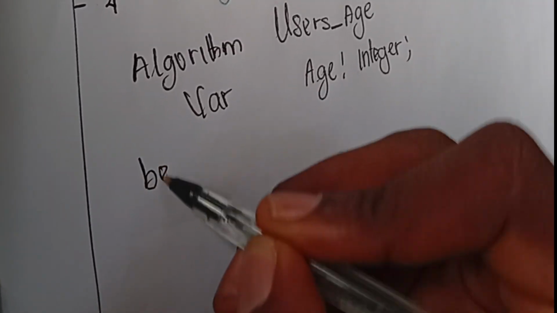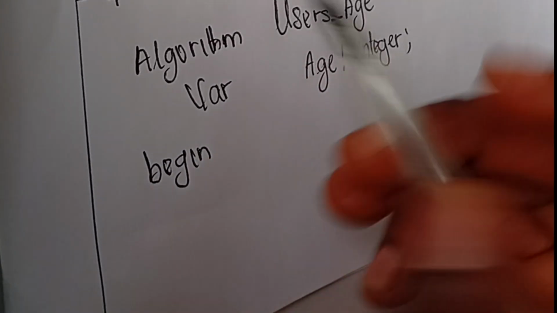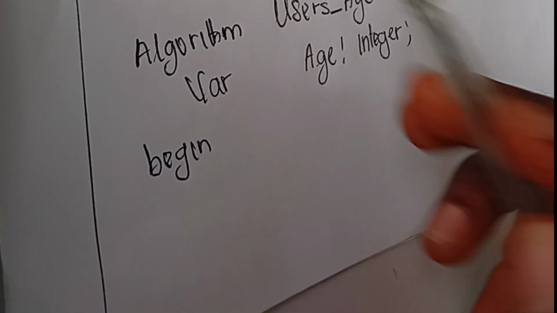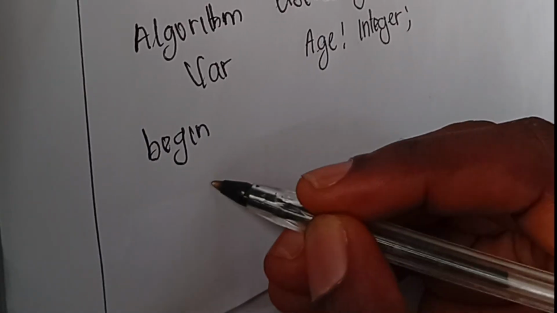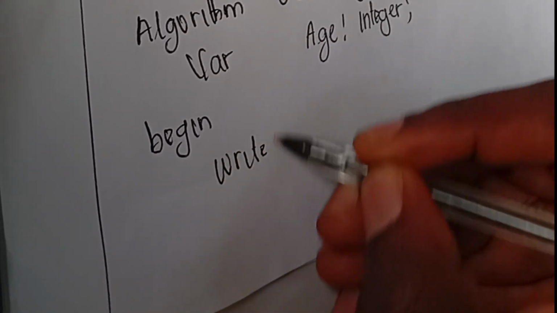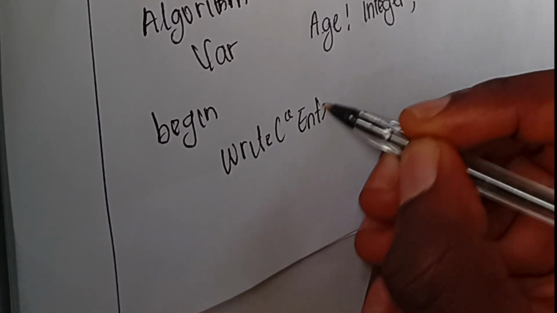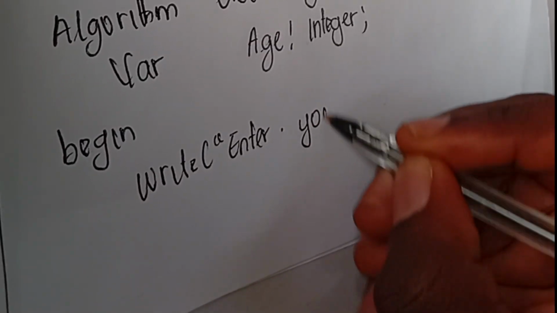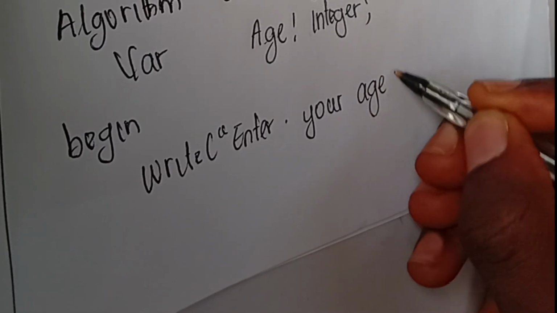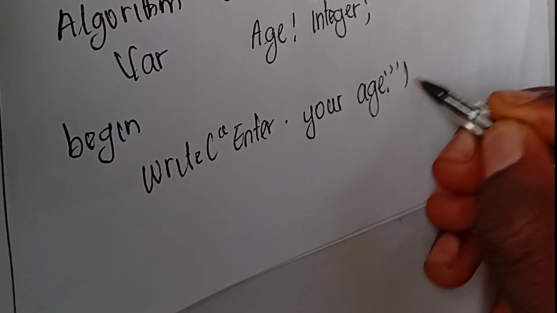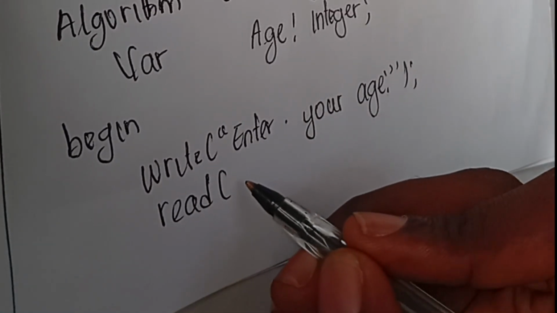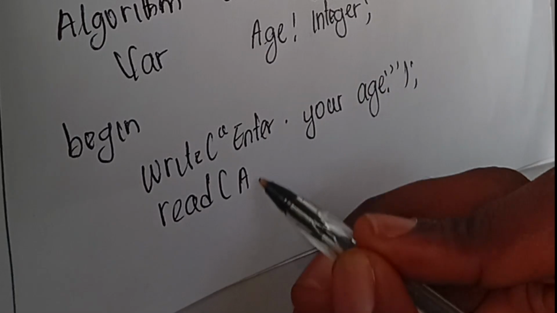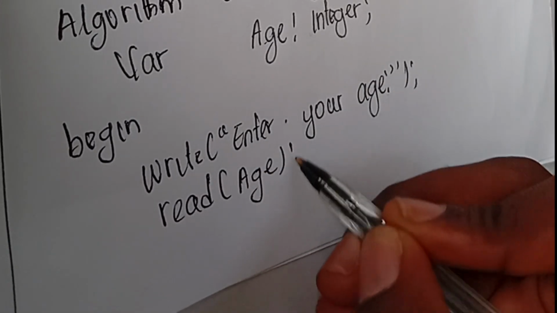Now we want to begin our algorithm. Now we want to use a write instruction. We remember saying that the write instruction displays data on the screen, so we'll be like write, enter your age. Let's just put semicolons there to make it look a little bit classy, and we'll be like read age. Age is the variable with a capital A.